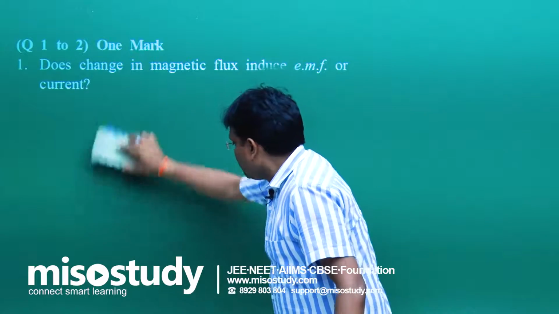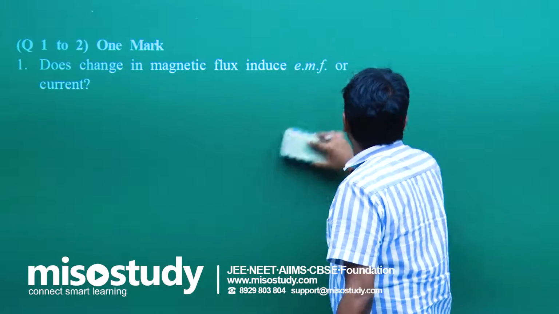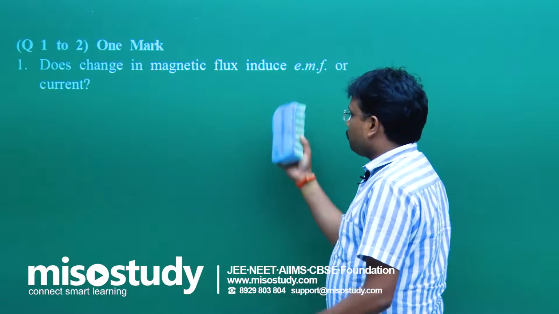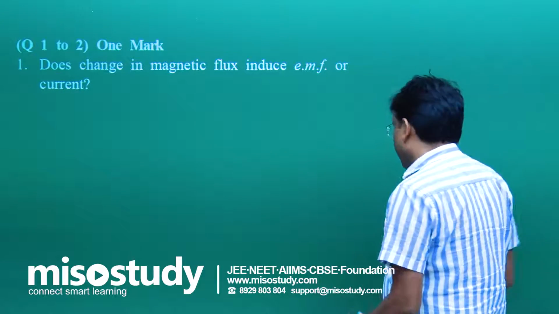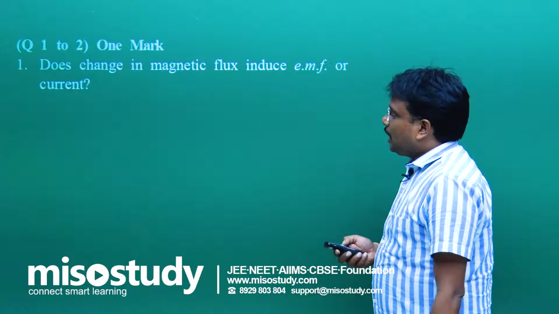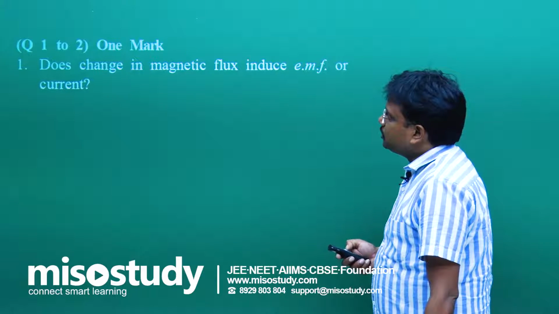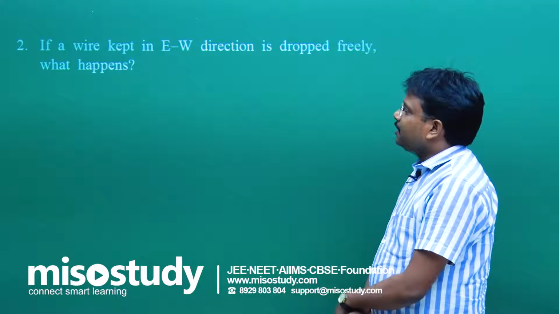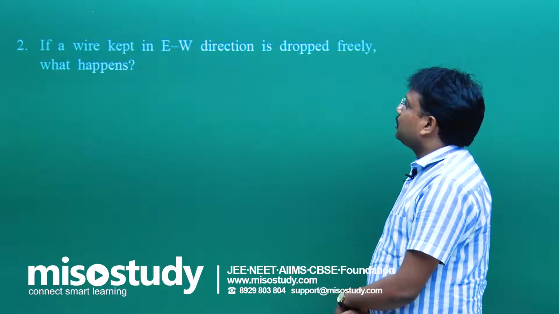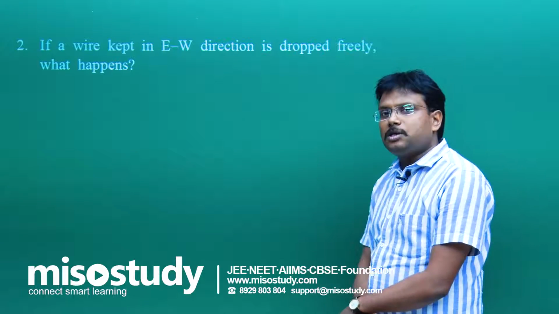So, here now it is going to be question number 1, and in 1 mark, as usual I am telling you, you just have to mention some basic points. So, here with the help of this small remote, I am changing the question and it is your second question. If a wire kept in east-west direction is dropped freely, what will happen?